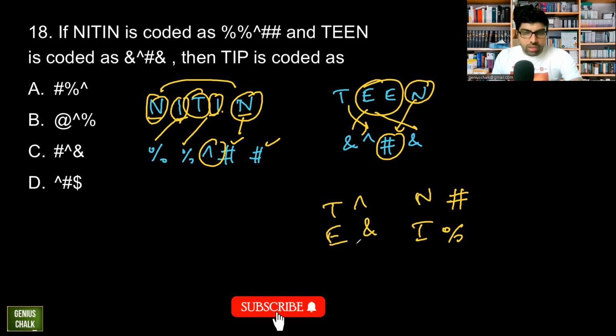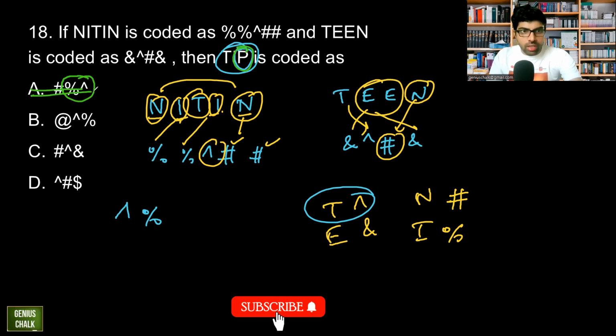Now check what is asked. It says pip. So T means this arrow, this power. I means percentage. And P is a new letter, which code must not be there matching with the previous codes as it's a new letter. So here we are having a new letter. So it should be percentage and this, but does this code for P should be hash? No, because hash is already used for N. So this first option is not my answer.